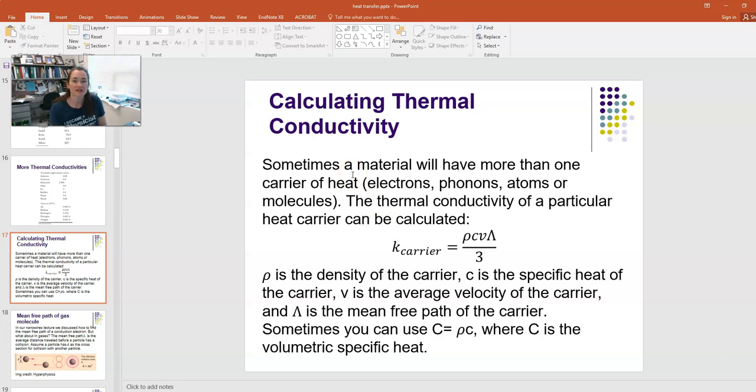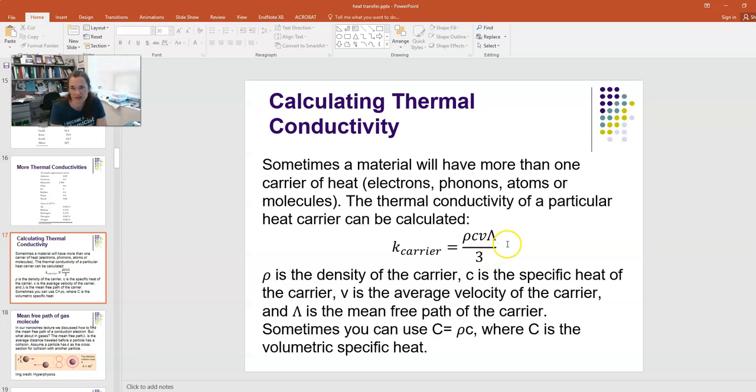Now, you can calculate thermal conductivities, okay? Sometimes a material might have more than one carrier of heat. For example, in a metal, you can have the conduction electrons transferring heat energy, but you can also have phonons, for example, in thermal conductivities, okay? So the thermal conductivity of a particular heat carrier can be calculated as follows. The thermal conductivity of a particular carrier is equal to rho C V lambda over 3.